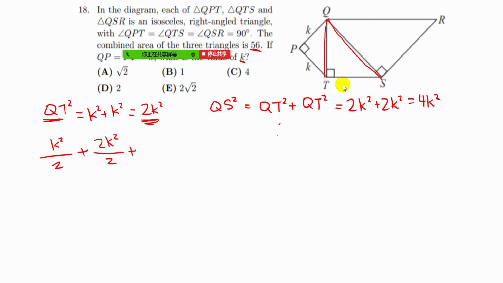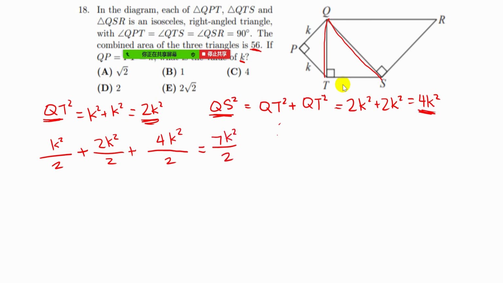And then the base times height is RS times QS. But RS and QS are the same, so it equals QS squared. And then QS squared equals 4K squared. So this would be 4K squared divided by 2. And then this whole thing would equal 7K squared over 2.